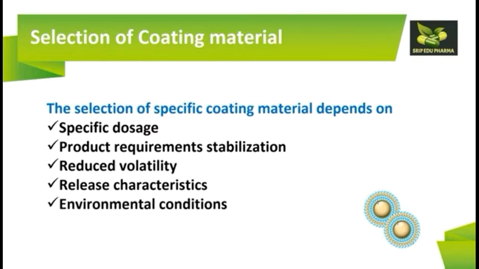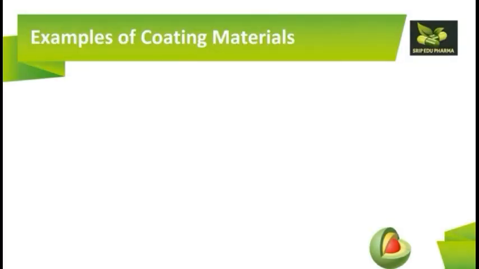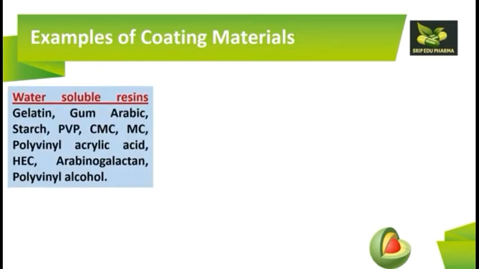So next we see the coating materials used in microencapsulation. The first coating material used in microencapsulation is water soluble resins. Examples of water soluble resins are gelatin, starch, carboxyethyl cellulose, polyvinyl alcohol, gum arabic, polyvinyl pyrrolidone, that means PVP, arabinogalactan, and polyacrylic acid. These are the water soluble resins.